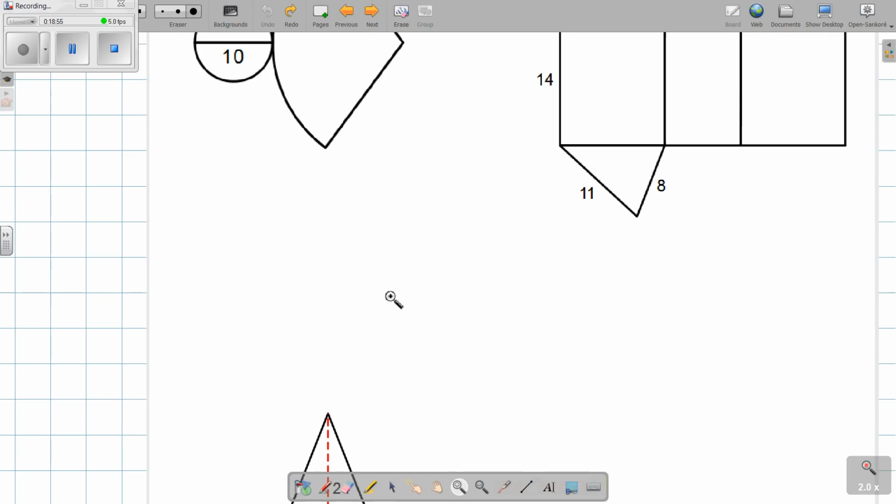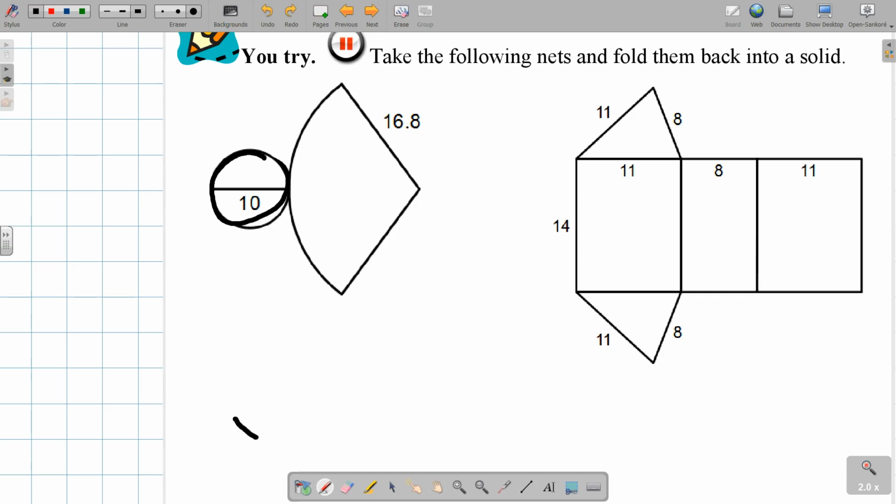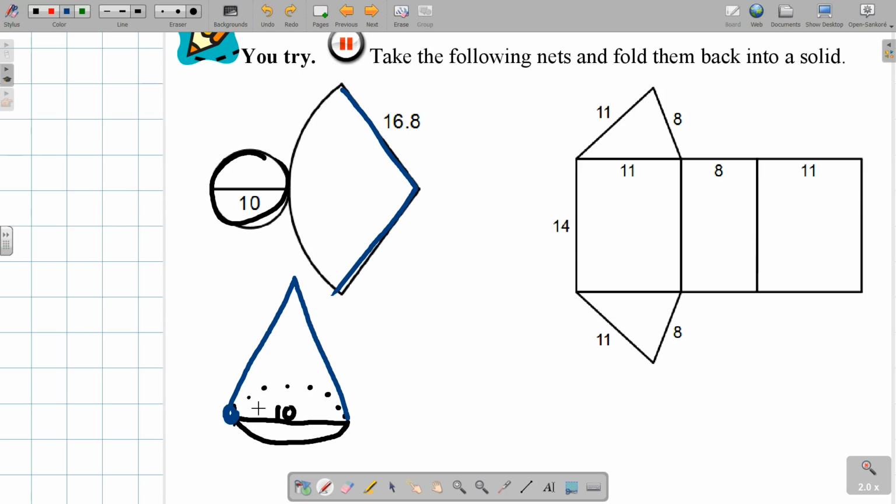Okay, let's see how you did here. This first one is, of course, a cone. Take this and we're going into solid, so we got it. The diameter there is 10. That's my edge. Get down into a cone. My slant height is 16.8. 16.8 is not the true height. So there's a cone.